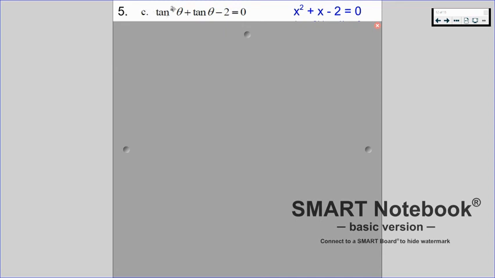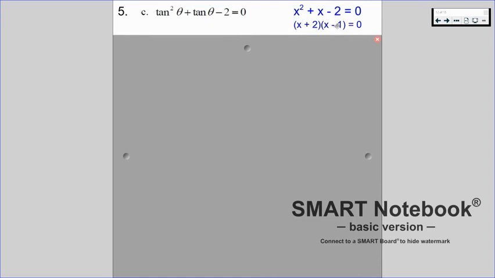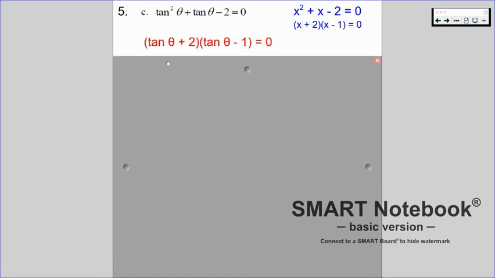5c, now we've got tangent. Tangent squared theta plus tangent theta minus 2 equals 0. So again, if you think of it like x's, how would that factor? I could do x plus 2, x minus 1. And that's what we did with the tangents. So tangent theta plus 2, tangent theta minus 1.